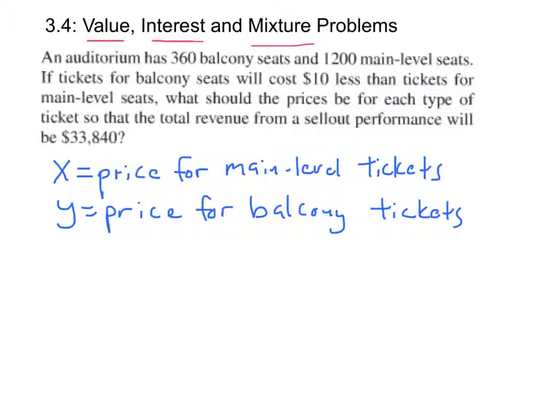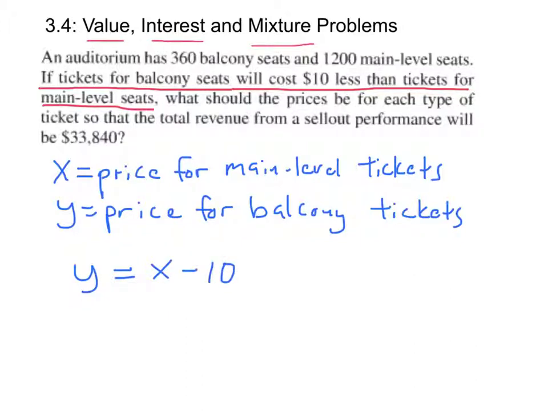Now the first thing we can come up with is we know that the tickets for the balcony seats, now that's Y, will cost $10 less than the tickets for the main level seats. So the equation would be Y equals X minus 10, because Y represents the tickets for the balcony seats, and that's $10 less than, meaning you have to take 10 away from the price for the main level tickets.